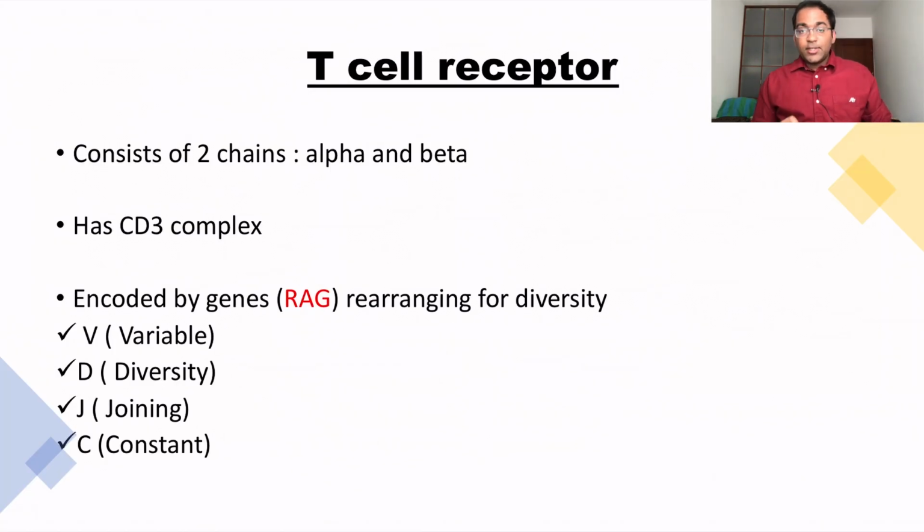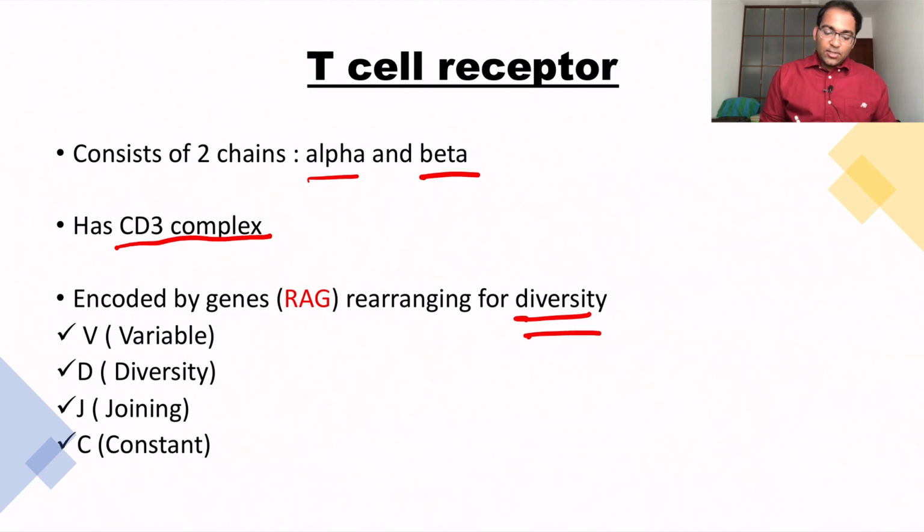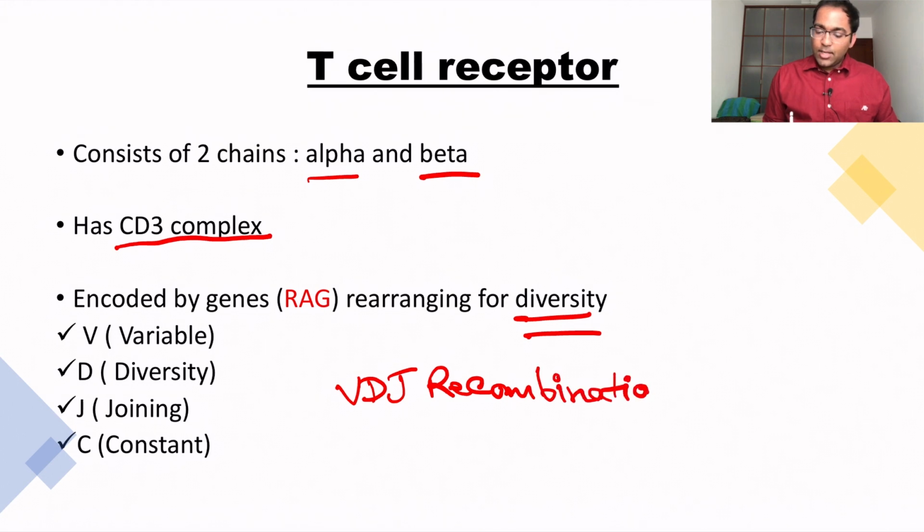So what is a T cell receptor? Now, how does it look? So a T cell receptor consists of alpha and beta chains, 2 alpha and 2 beta chains. It also has a CD3 complex, right? Now, T cell receptors are encoded by genes that rearrange for diversity. This is a process called VDJ recombination. If you guys haven't seen my previous video, part 1, regarding adaptive immune system, I will recommend you see it, because I explained exactly what is this VDJ recombination.